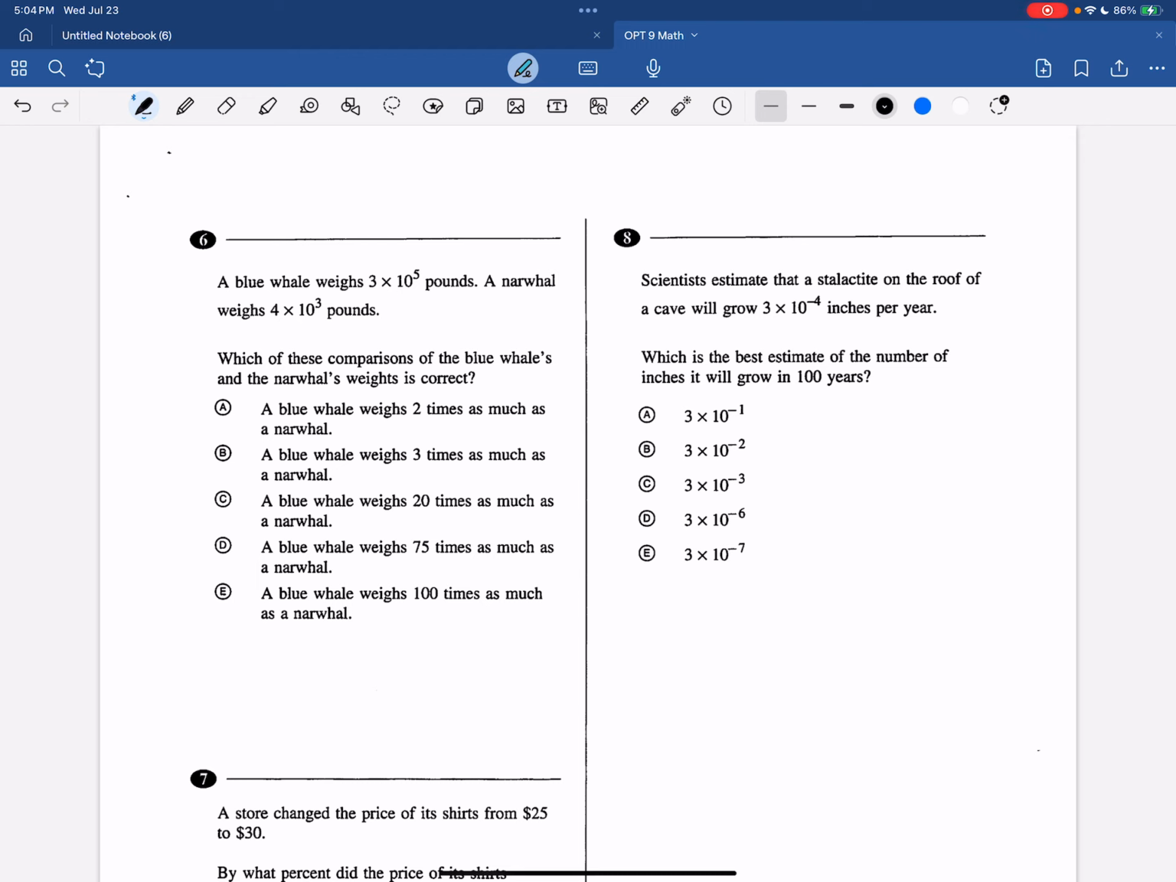Also, it actually does not say to the narwhals, it just says and. So I'm going to write a ratio of the blue whale over the narwhal. So the blue whale is 3 times 10 to the 5th. The narwhal is 4 times 10 to the 3rd.